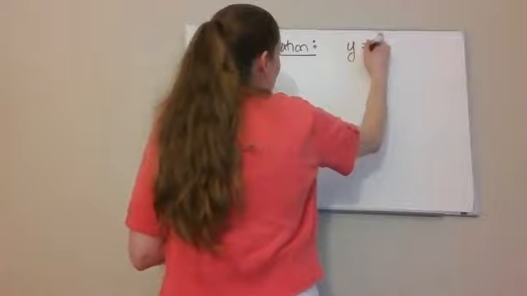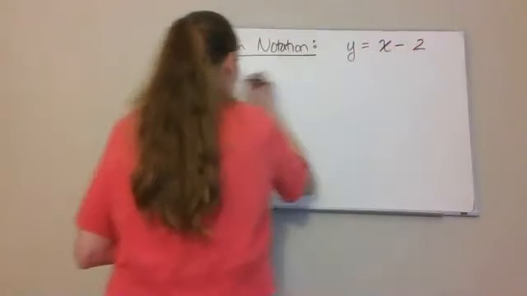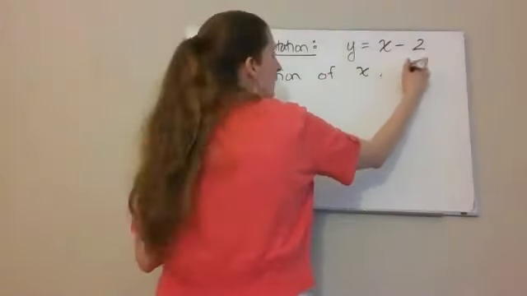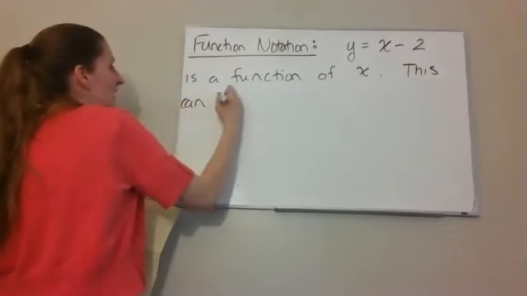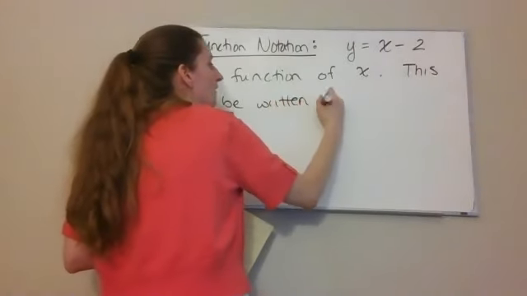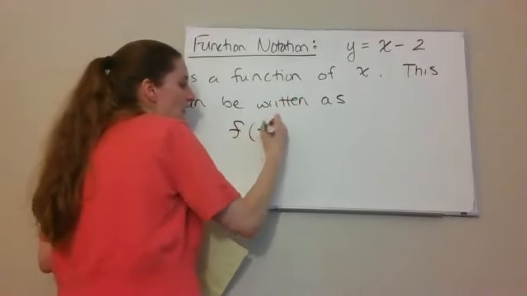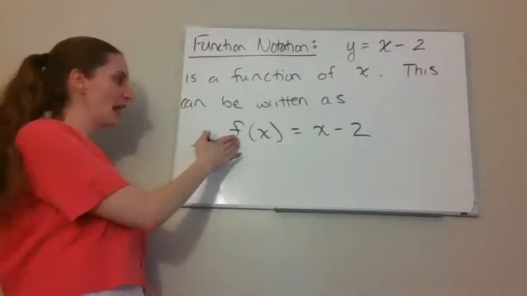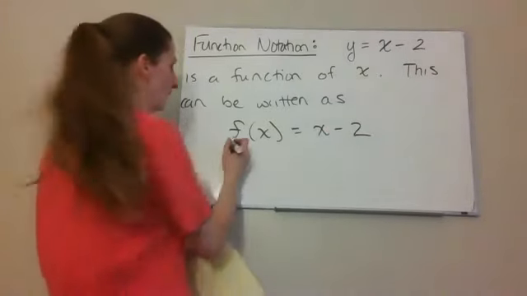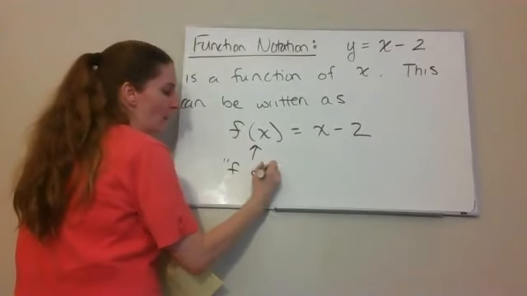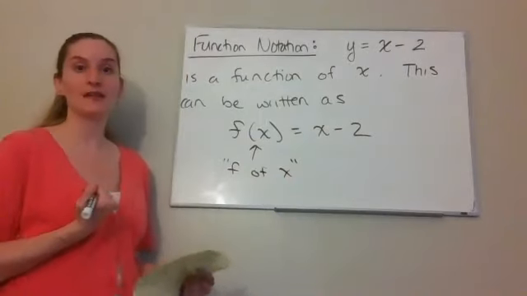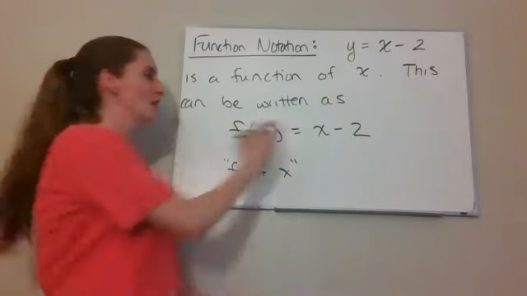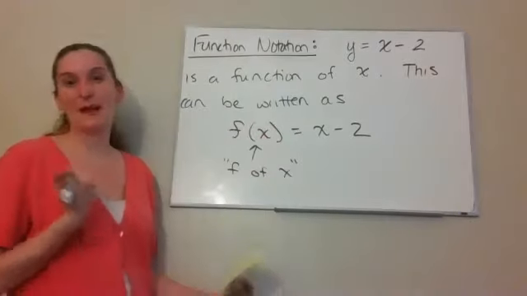I'm just going to use an example to help us learn it. y equals x minus 2 is a function of x. And this can be written as this notation here. And this is read out loud as f of x equals x minus 2. So this right here is saying f of x. It is not f times x, and that's the most common mistake that we see among students. This is just saying f is the name of my function, x is my input, and f of x is my output.